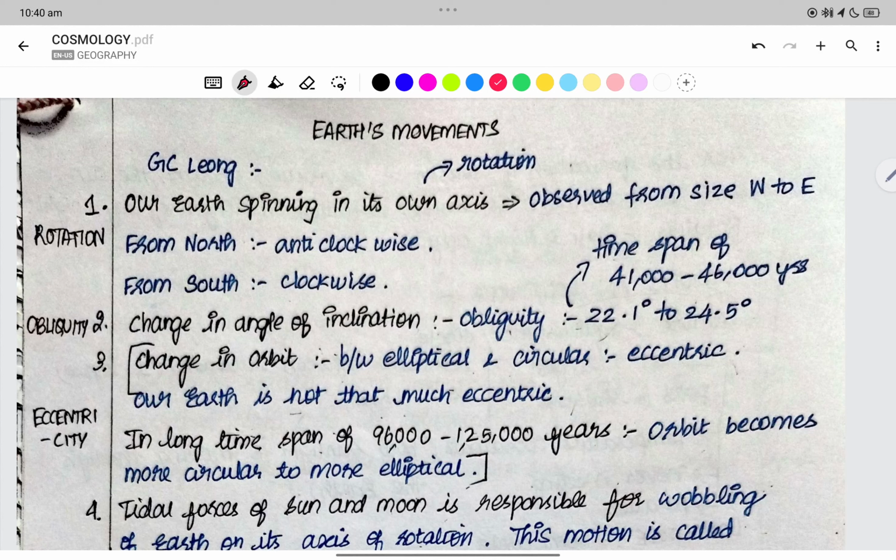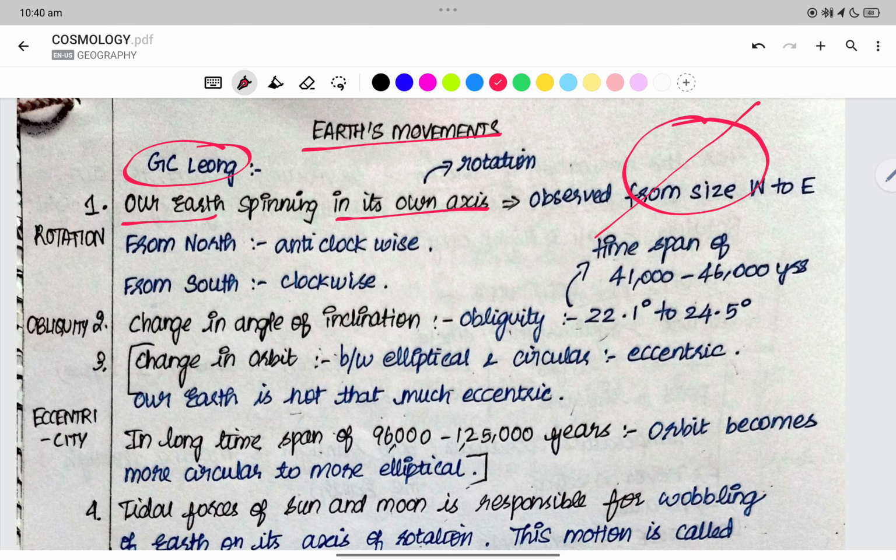The next topic we are looking into is the Earth's movements. These are notes from G.C. Leong. So the Earth is spinning on its own axis. So we'll be having the Earth, and this is the axis of the Earth, which is tilted 23.5 degrees. That is the tilt of the Earth's axis.